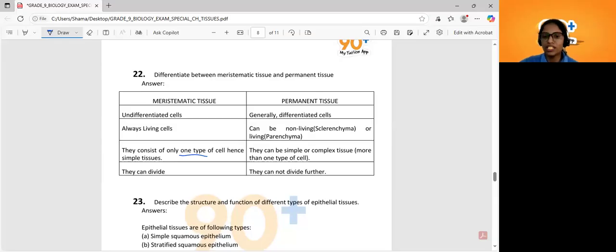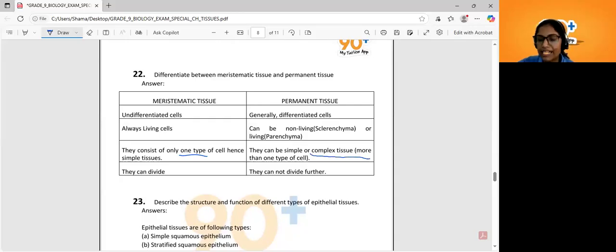In case of permanent tissue, they are generally differentiated cells and they can be non-living, that is sclerenchyma, or they can be living, that is parenchyma. And they can be simple or complex, that is they can be made up of more than one type of cell. If they are made up of more than one type of cell, then we call them complex, and they cannot divide further. So this is also important, the difference between meristematic and permanent tissue. Meristematic tissue is actively dividing. Permanent tissue is differentiated and will not divide further.